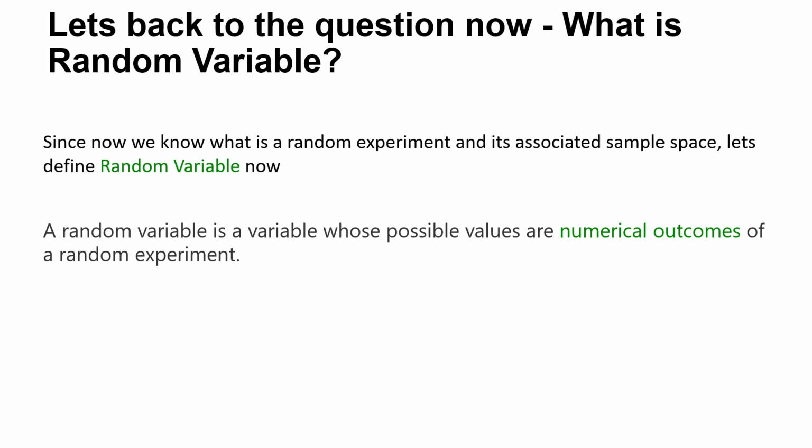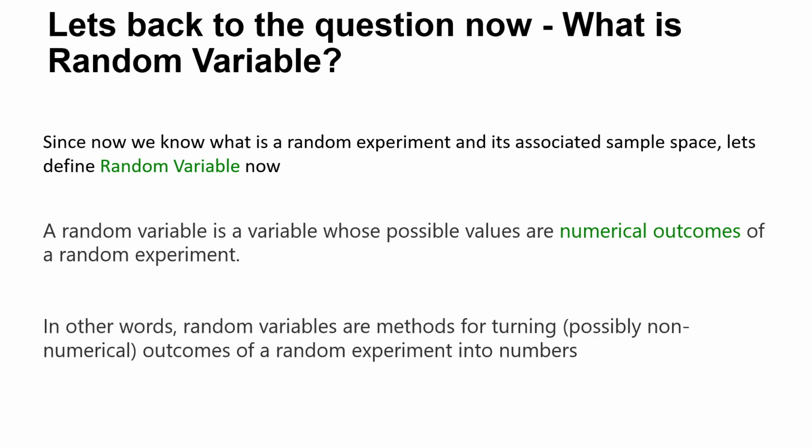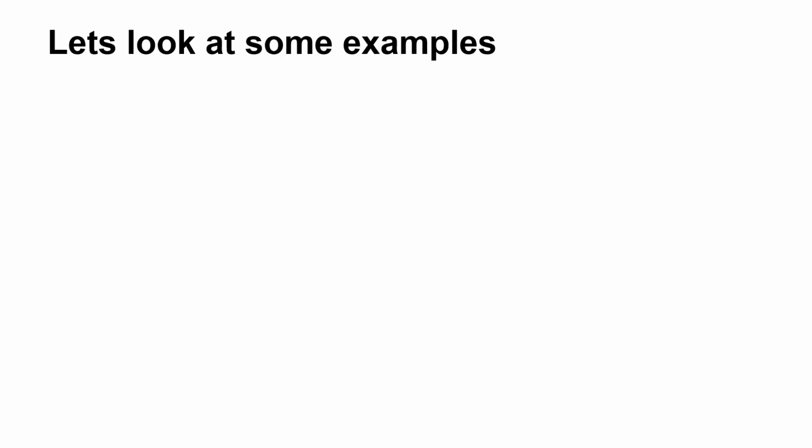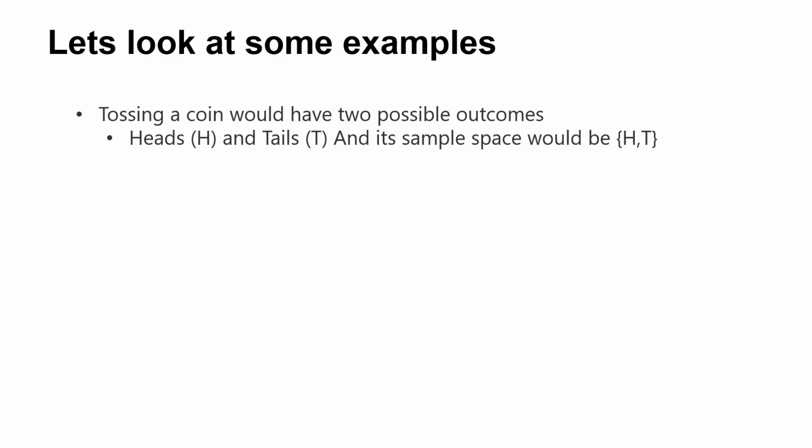So coming directly to the definition of random variable, a random variable is a variable whose possible values are numerical outcomes of a random experiment. So it is more about numerical outcomes for any given random experiment, right? Or in other words, you can say that random variables are methods for turning possibly non-numerical outcomes of a random experiment into numbers, right? So let's look at some examples to make this more clear.